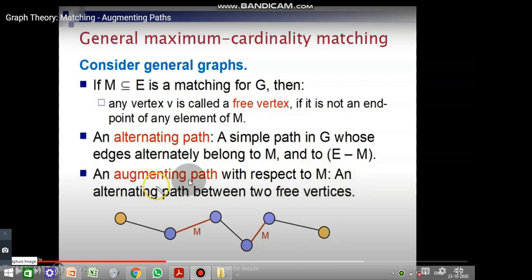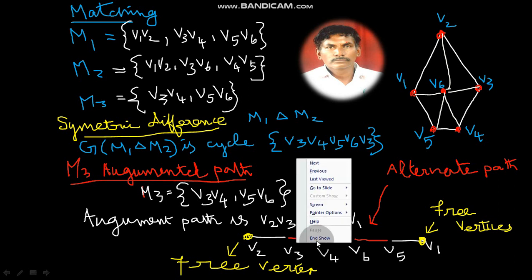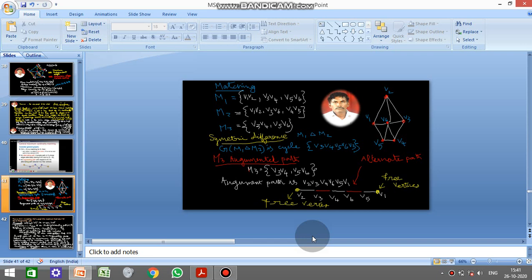Now look at this, an augmenting path with respect to M is an alternating path between two free vertices. An alternating path between any two free vertices, very important, is called an augmenting path. Look at this. This is one free vertex, and this is a free vertex. So these two are free vertices. There exists an alternating path, and therefore this particular path we call an augmenting path.